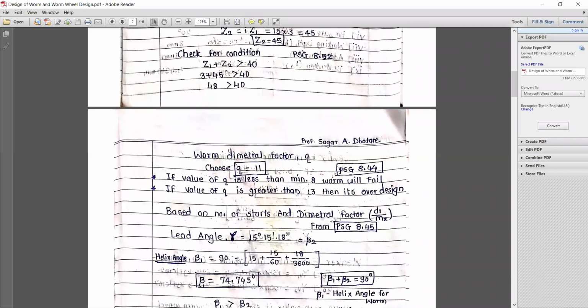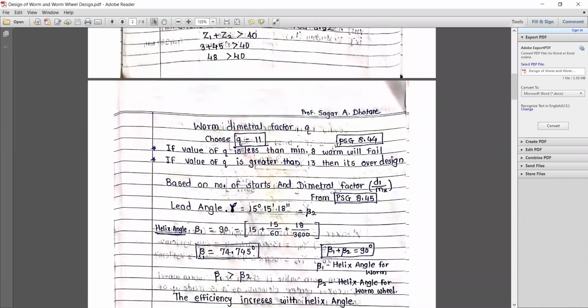Now next, as we discussed about q, if the value of q is lesser than 8, the worm will fail, and if the value of q is greater than 13, this design is called an over design. Now, based on the number of starts and the diametral factor, we need to find the lead angle. As I previously said, we can find the lead angle by using these two factors. Referring to PSG page number 8.45.